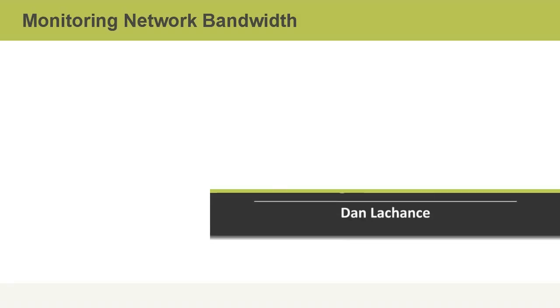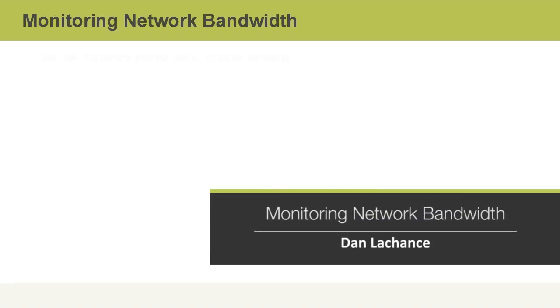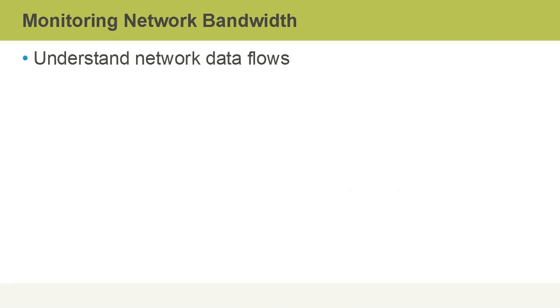In this video, I'll discuss network bandwidth monitoring. By capturing network traffic over time and analyzing it, we can understand what the normal network data flows are on a specific network. And this can be really useful if you want to set up a baseline of normal activity that might be used for comparison of current activity with things like intrusion detection and prevention systems out on the network.